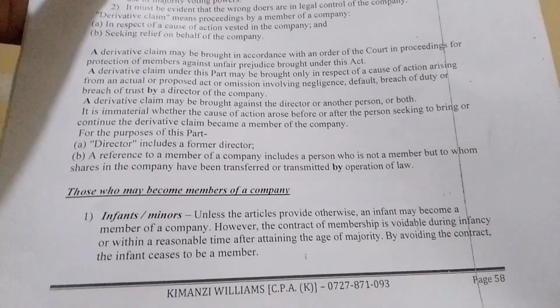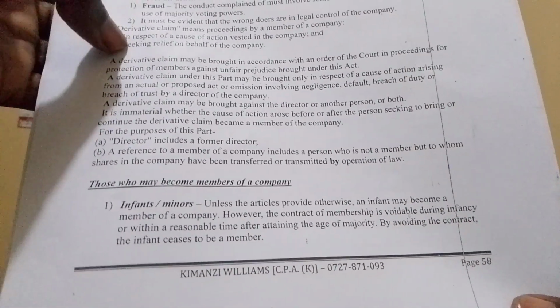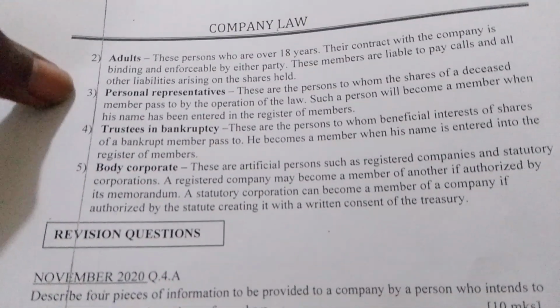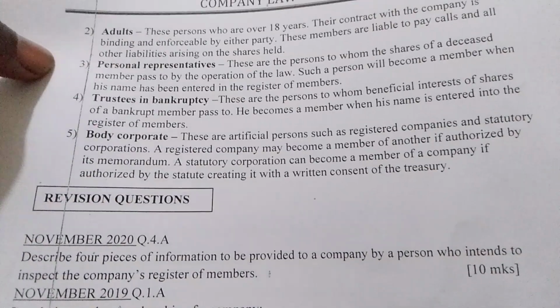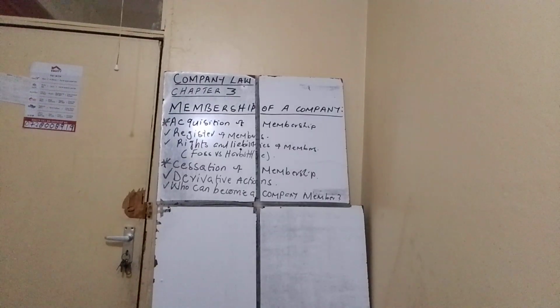company law. Lastly, those who may become members of a company. We have infants or minors, adults, personal representatives, trustees in bankruptcy, and body corporates. Okay, I think that's enough for that.